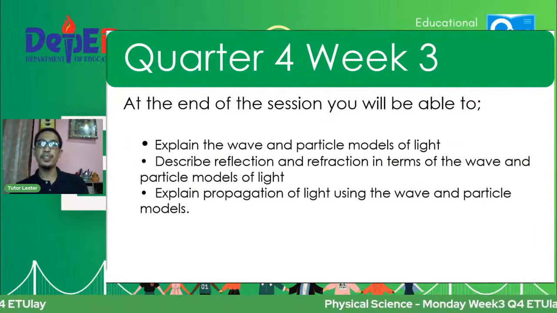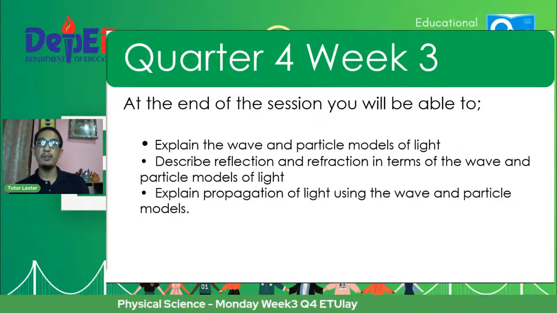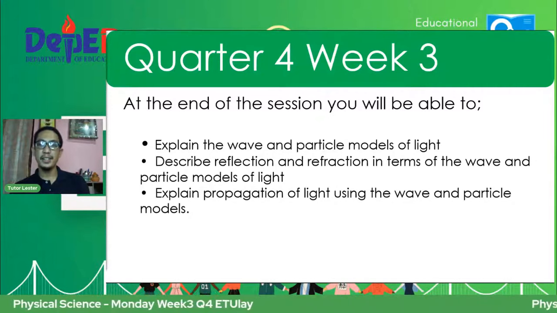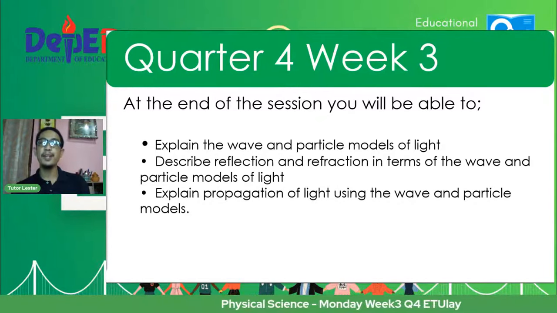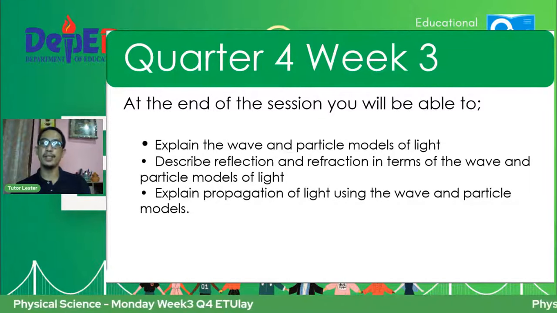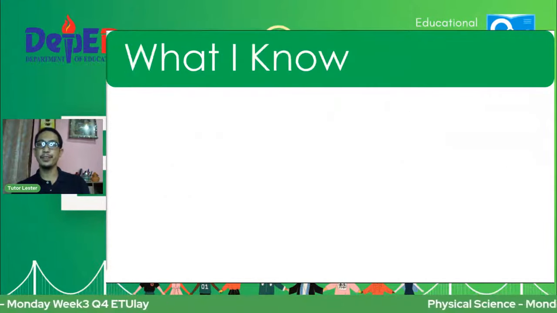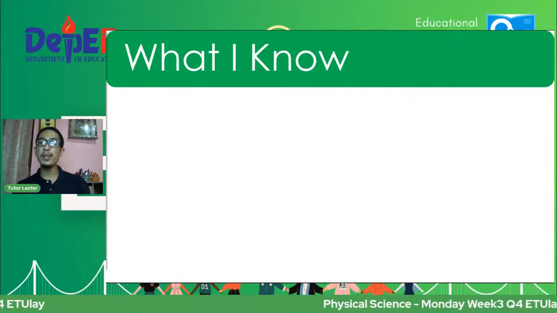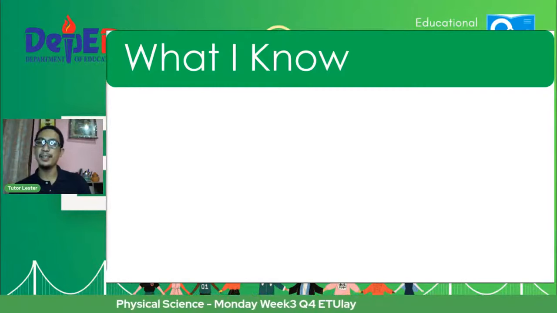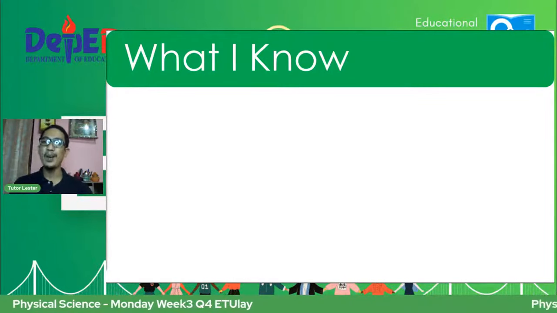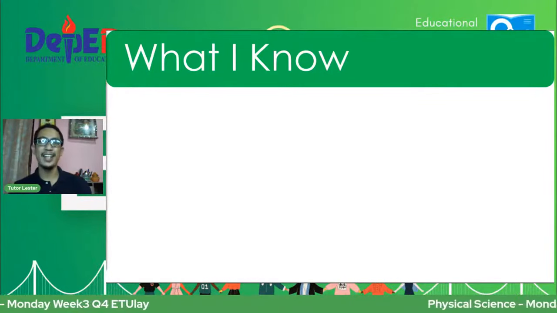Our objectives for this session are the following. Explain the wave and particle models of light. Describe reflection and refraction in terms of the wave and particle models of light. Explain propagation of light using the wave and particle models. As usual, we will be starting our tutorial session with a 5-question pretest. Simulan na po natin ang unang katanungan, mga kaitulay.